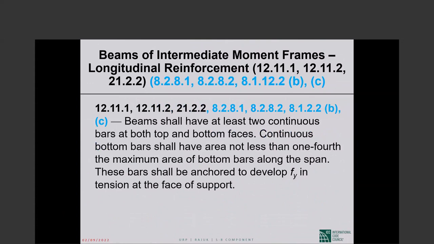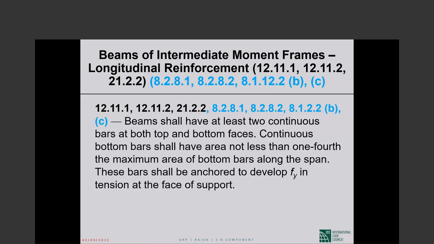Now I brought up, or decided to include, chapter 12, which is the development length section of the code, and 21.2, which applies to ordinary moment frames assigned to design category B. Okay. These chapter 12 requirements remain applicable, and what you will do for design category B, you will also do for design category C.